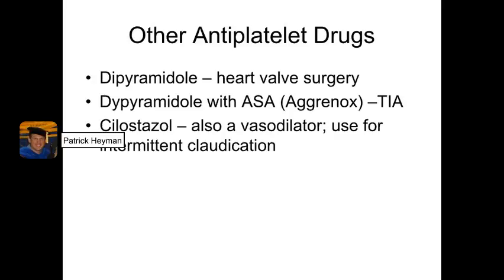As far as some other antiplatelets go, we have dipyridamole, which is sometimes used in heart valve surgery. If you combine it with aspirin, then it's known as Aggrenox and is used for TIA prevention in the United States. Again, TIA is transient ischemic attack, which is sometimes known as a mini stroke. We will learn more about them in Patho Pharm 2.